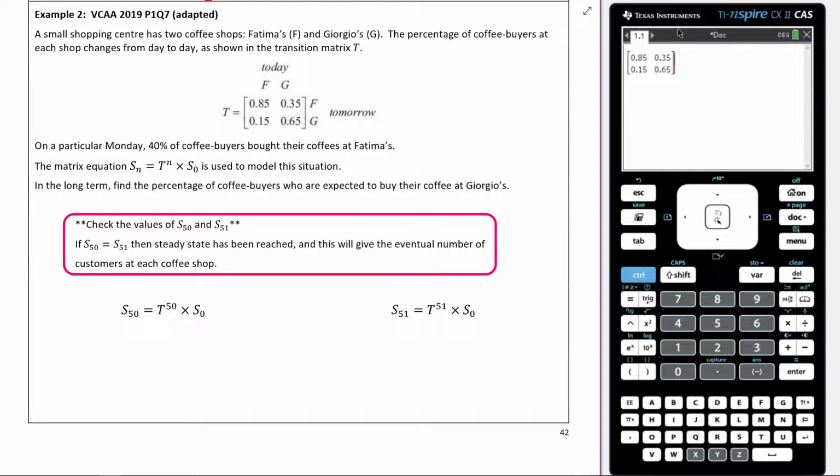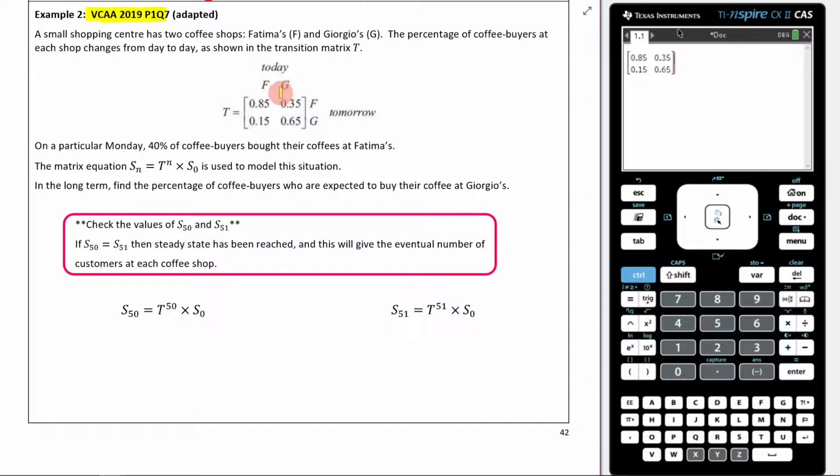We're now going to answer this past exam question. It is taken from VCAA 2019, paper 1, question 7. A small shopping centre has 2 coffee shops, Fatima's and Giorgio's, and the percentage of coffee buys at each shop changes from day to day, as shown in the transition matrix T below.